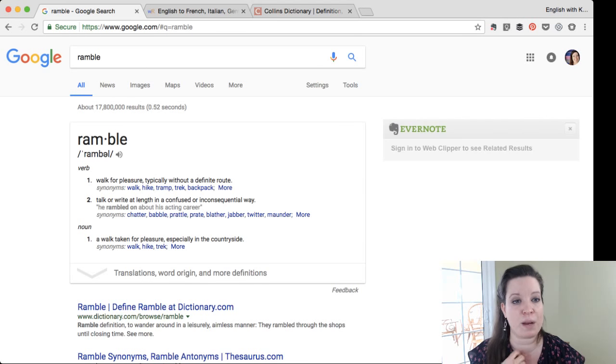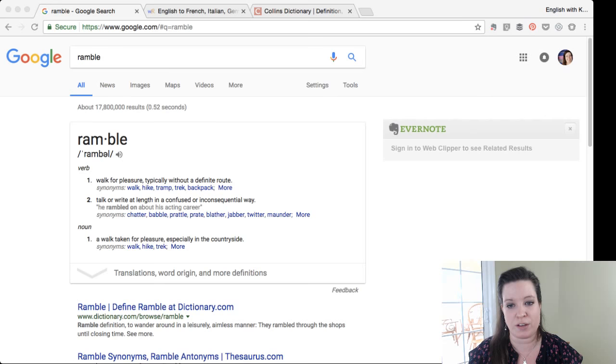So we're going to look up the word ramble. This is really important. As soon as you search in Google, and let me just check that you can see that okay, you come up with something really key here that I want you to pay attention to. The word is split into its two syllables, and you can also listen to it here if you want. Ramble, right? And listen to it. This will help you understand the syllables.